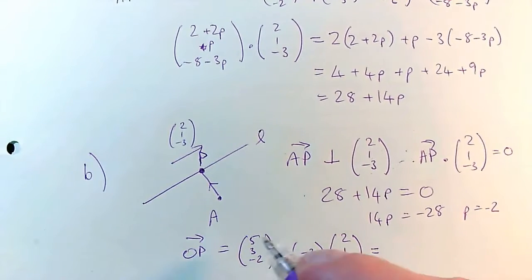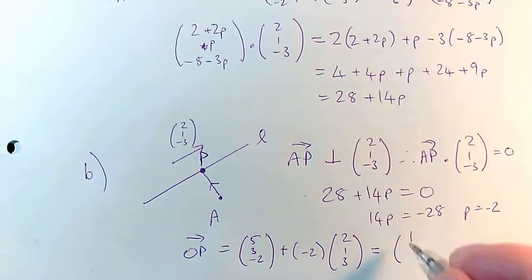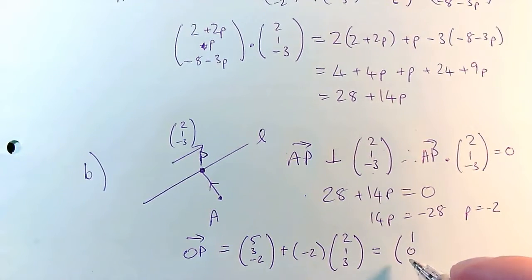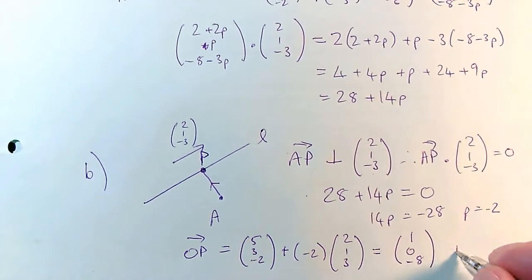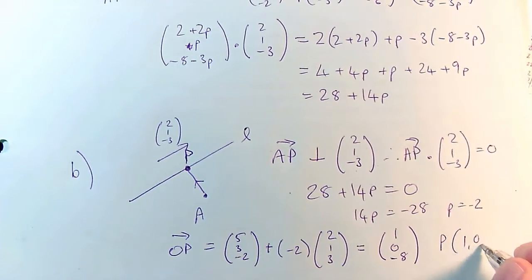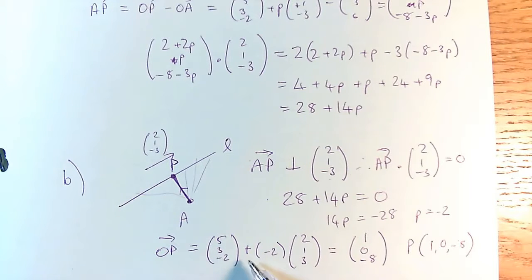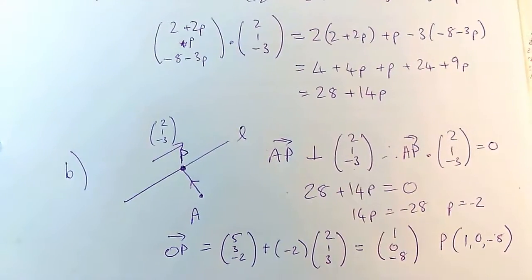And when I do that, I get 5 plus minus 4 is 1. And I get 3 minus 2, which is 0. And I get minus 2 minus another 6, which is minus 8. So P is the point 1, 0, minus 8. Except, whoops, 3 plus minus 2 times 1 isn't 0, it's 3 minus 2, which is 1. So this should be a 1 in the middle here. Sorry about that. Make sure you've got a note of that.